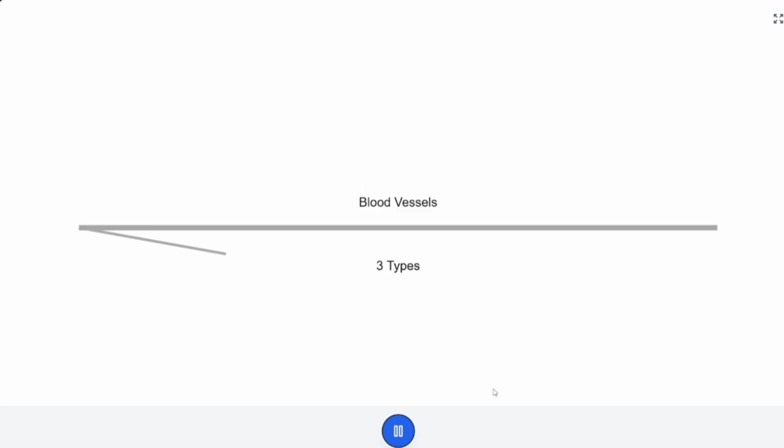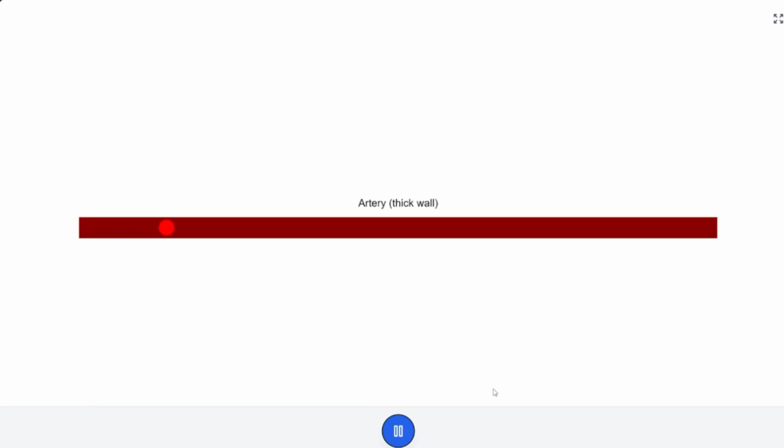Next, we have blood vessels. These are the pathways for substance transportation. There are 3 major types of blood vessels. First, arteries. They carry blood away from the heart to different body parts. Arteries have thick, elastic walls. Except for the pulmonary and umbilical arteries, all arteries carry oxygenated blood.